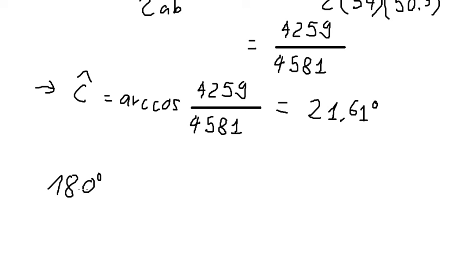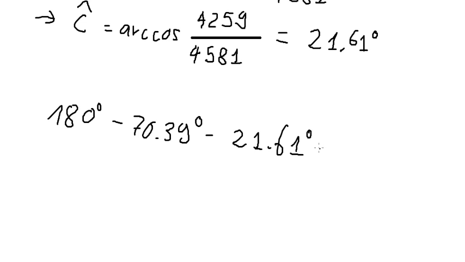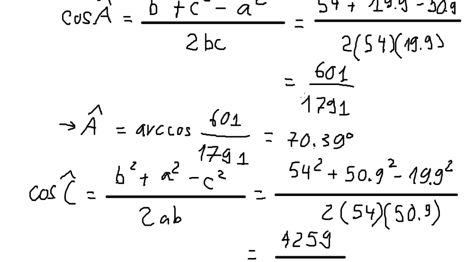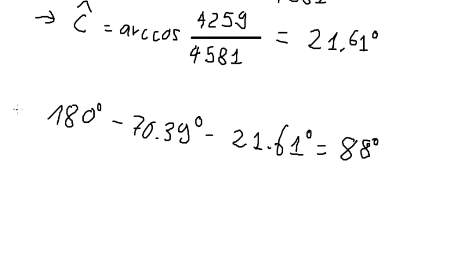Now, if we want to find the last one, we use 180 degrees, because the sum of the three angles equals 180 degrees, we subtract this one and this one. So we have 88 degrees, and that's it for the angle B.